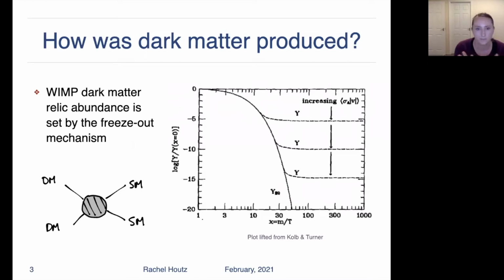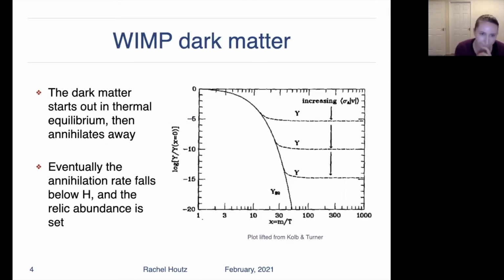The idea with weakly interacting massive particle dark matter is that the dark matter is in equilibrium with the standard model, and this annihilation with the standard model proceeds as the universe expands, and eventually the dark matter exits thermal equilibrium as more and more of it annihilates. And when the annihilation rate falls below Hubble, the dark matter's relative abundance is set, and you can tell the yield of the dark matter that you see today. This is the most popular idea for dark matter.